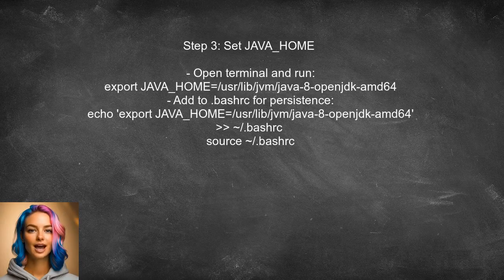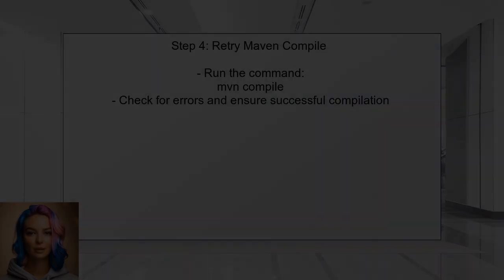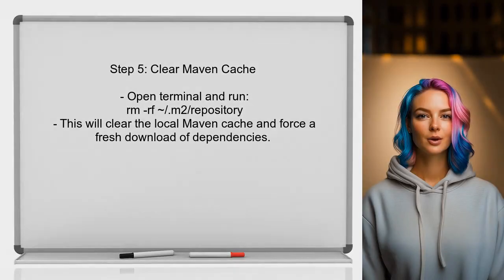Next, the user should ensure that Maven is configured to use the correct Java version. This can be done by setting the Java Home environment variable. After setting the Java Home variable, the user should try running the Maven compile command again to see if the issue is resolved. If the problem persists, the user may need to clear the Maven cache. This can be done by deleting the .m2 directory in the user's home folder.